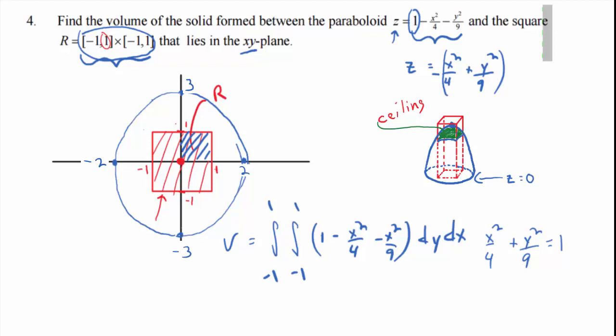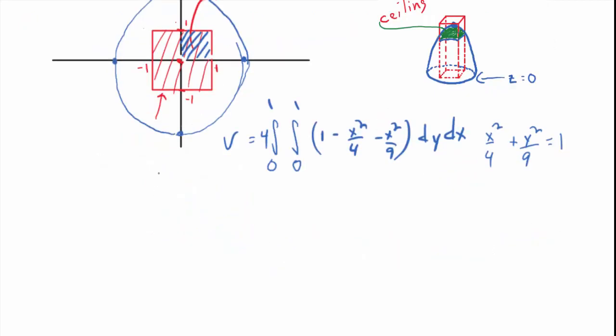So if you really want to save some time, what could you do here? Well, go from 0 to 1, 0 to 1, and then multiply by 4. Does that make sense? So that's kind of a neat way to do it. And then what do we get when we integrate? Well, we got to integrate with respect to y first, right? So I don't think it's going to be pretty, but it should be doable.